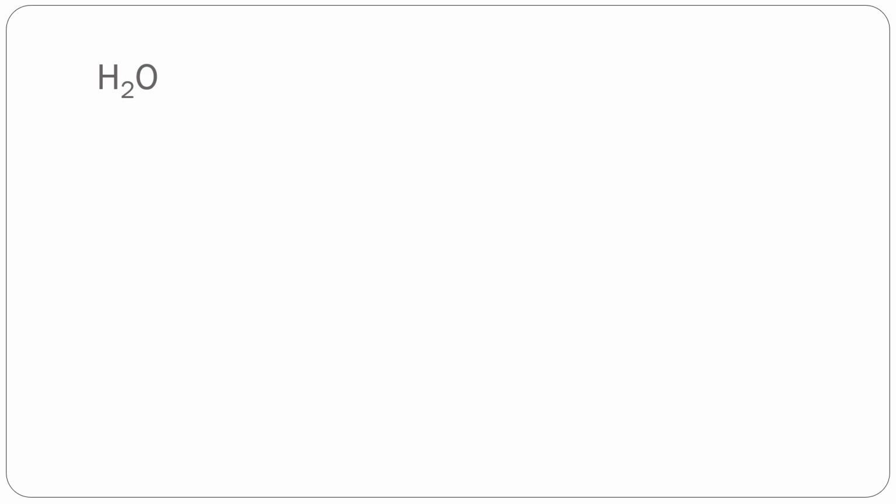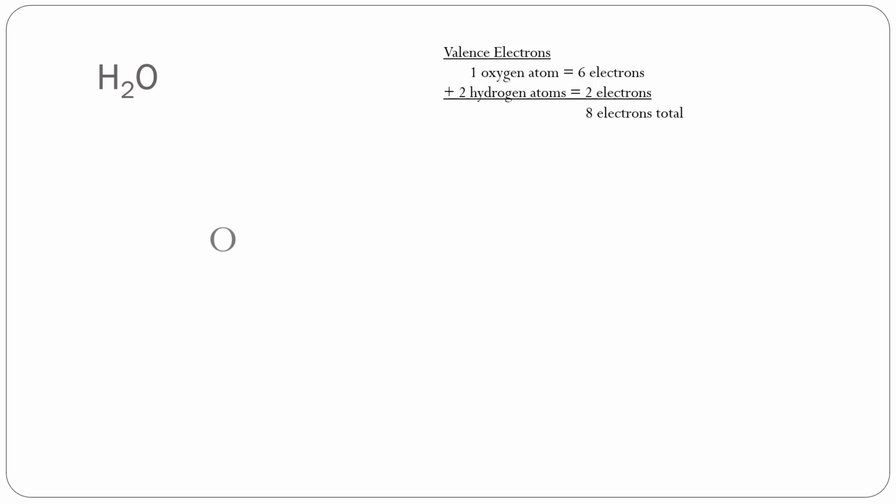Let's do water next. Water is H2O. The total valence electrons are 1 oxygen atom with 6 electrons and 2 hydrogen atoms with 2 electrons. The total is 8 valence electrons available for bonding. Hydrogen cannot go in the center, so oxygen will go in the center, and the 2 hydrogens will go around the oxygen.